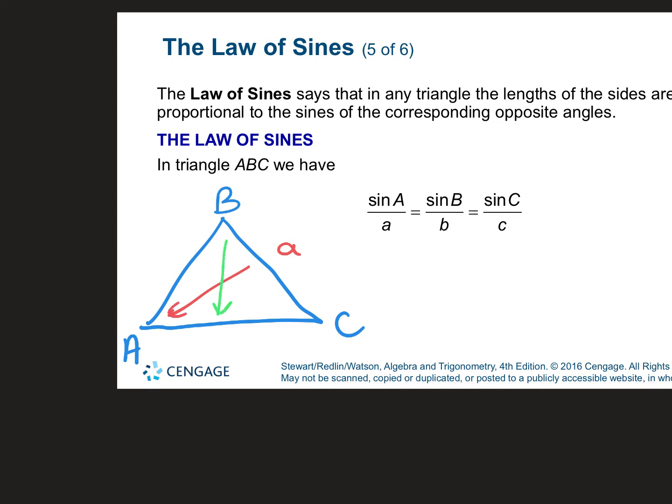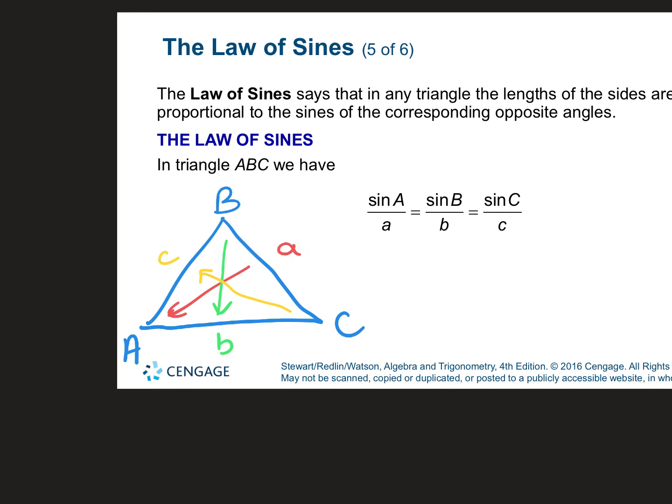Side B is across from angle B, and side C is across from angle C. Do you guys see that? Some of you are going to say, well, I don't know how to label my triangle. It doesn't matter, as long as you keep angle B across from side B. As long as A is across from A, B is across from B, C is across from C.